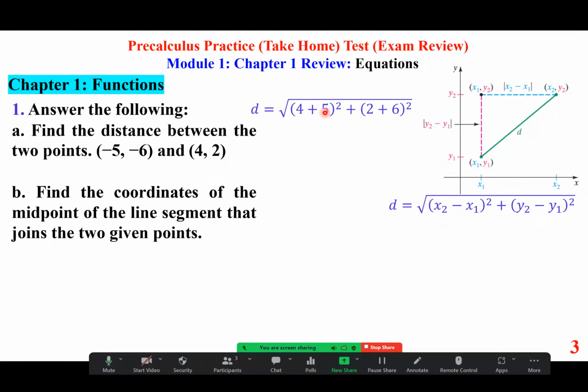we get 4 and 5, 9, squared is 81; 2 and 6, 8, squared is 64. When we add up 64 and 81, we get 145. So the answer is the square root of 145. This is the exact answer. And using a calculator, an approximation with a bunch of decimals, however many decimals they ask us.